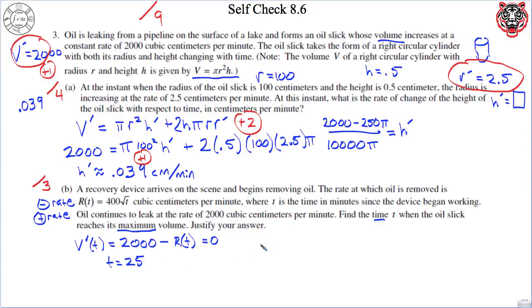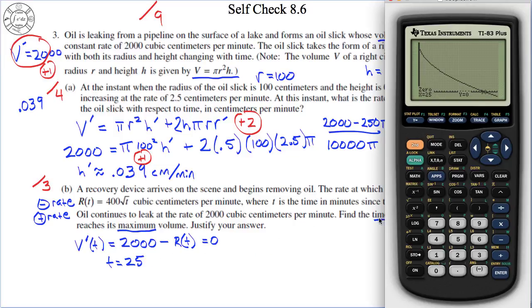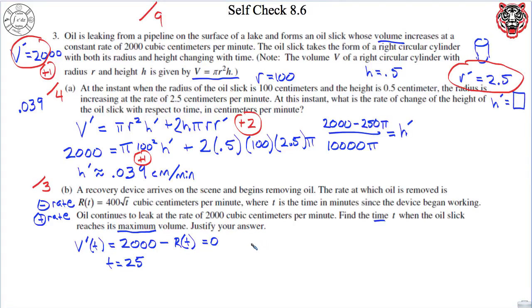So is this going to be the maximum? Let's make sure this makes sense. The height of the graph is our V prime. The height goes from positive to negative down here, which means that this critical value is a maximum. A positive to a negative sign change is a maximum. So our answer here is, find the time, so maximum at time equals 25 minutes. I think we're in minutes here, right? Yes, minutes.